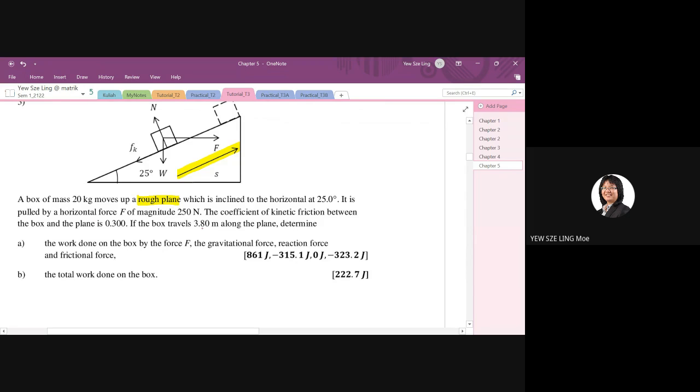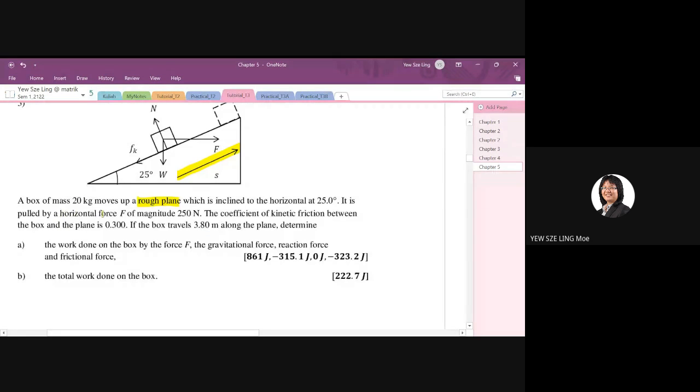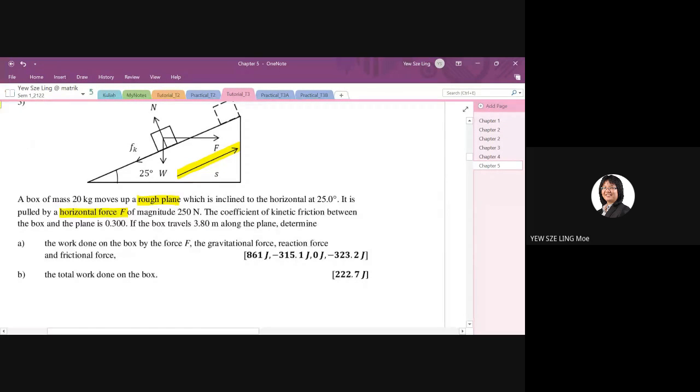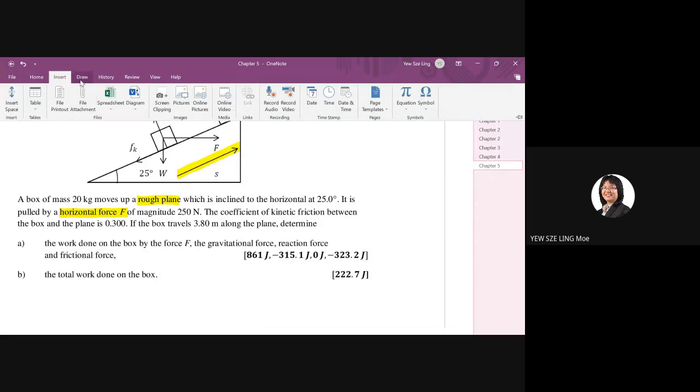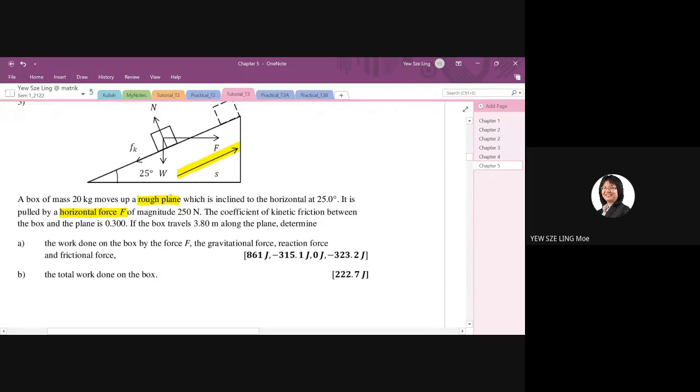Now, in these questions, the tricky part is this: when it comes to horizontal force, students always have a misconception. Sometimes questions won't give you a free body diagram, and then they tell you the object is being pushed by a horizontal force. What does it mean by horizontal force? Horizontal force is as shown in this diagram.